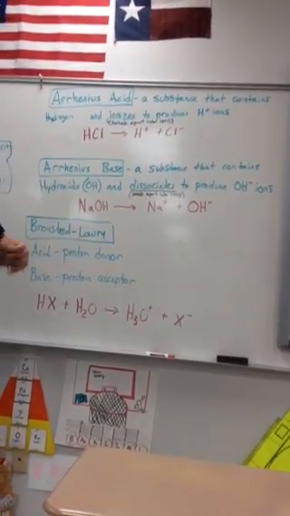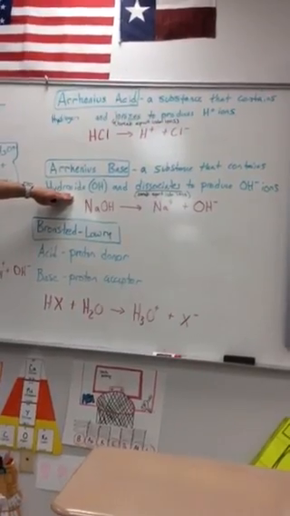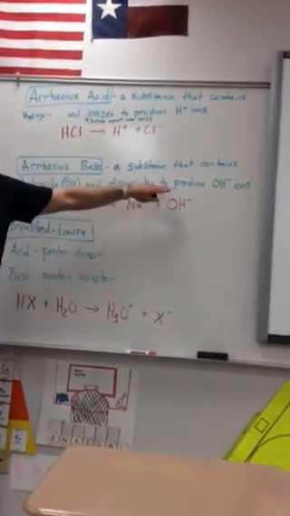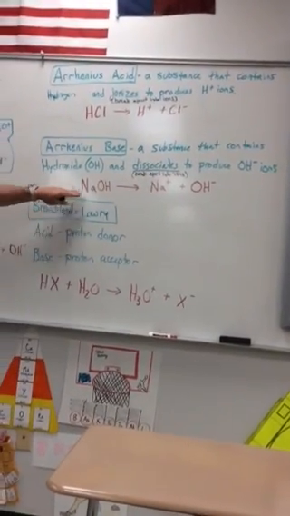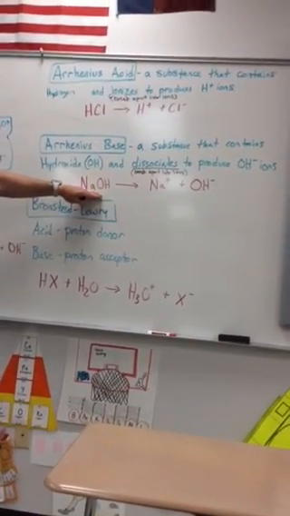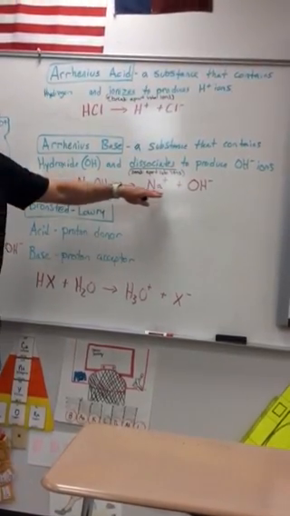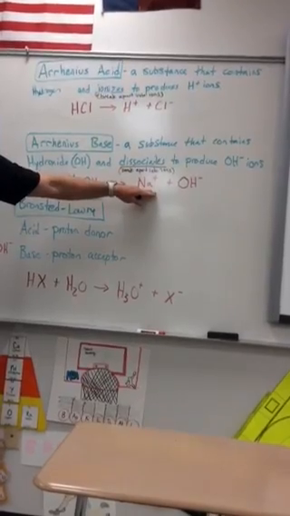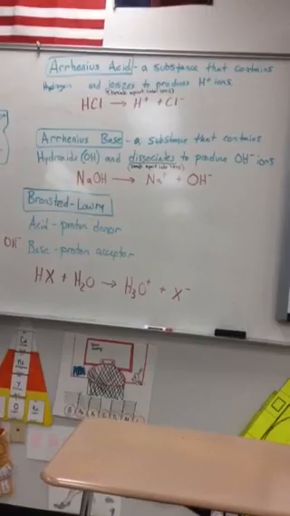Now, an Arrhenius base is a substance that contains hydroxide ions and dissociates to produce OH- ions in solution, which is a hydroxide ion. So if I have sodium hydroxide, that is an Arrhenius base because it contains OH, and it breaks apart into sodium +1 and hydroxide -1, which is a hydroxide ion.